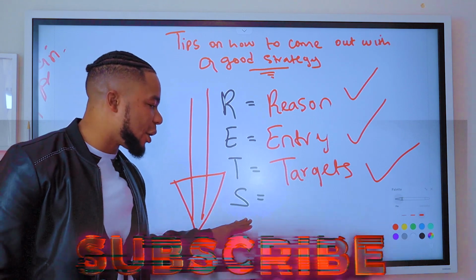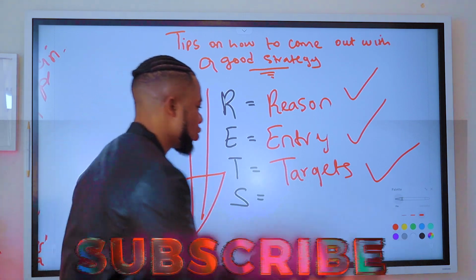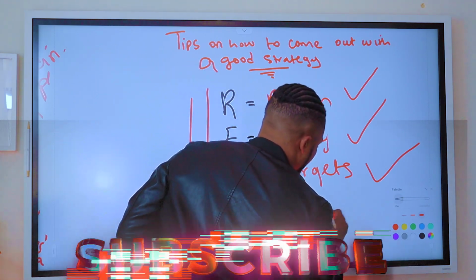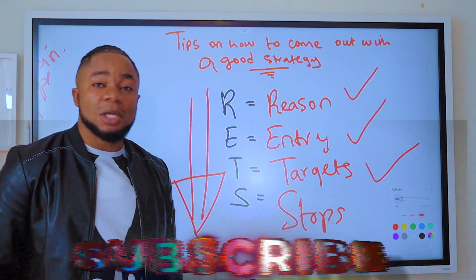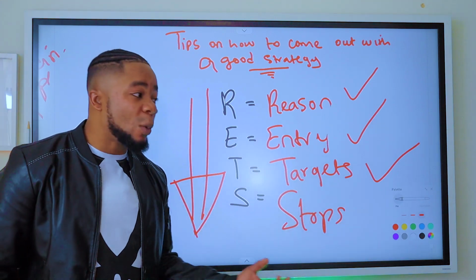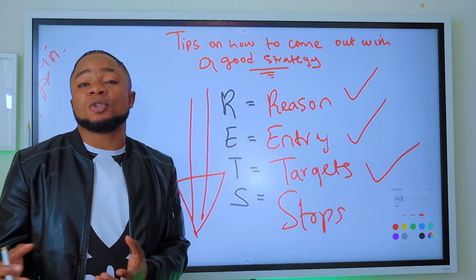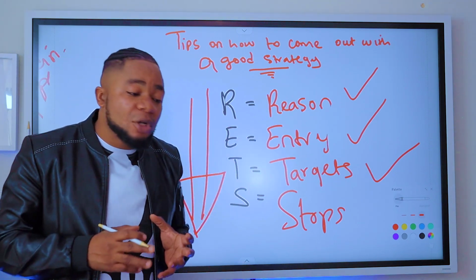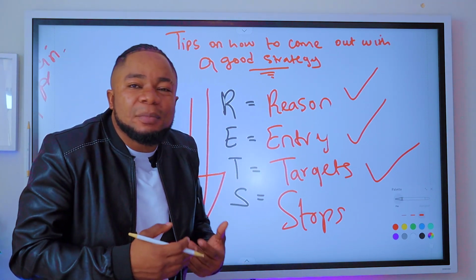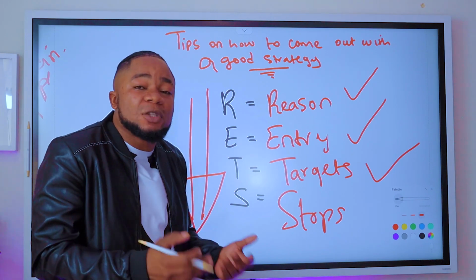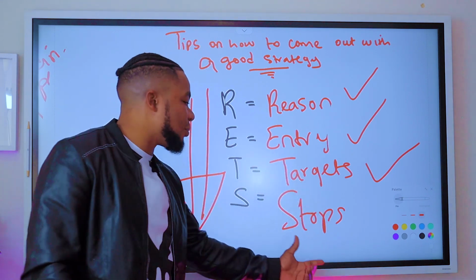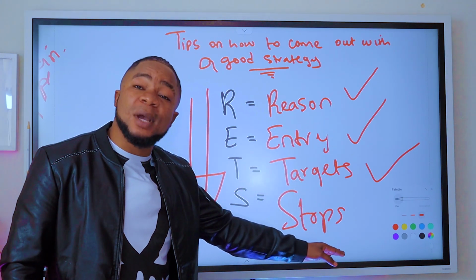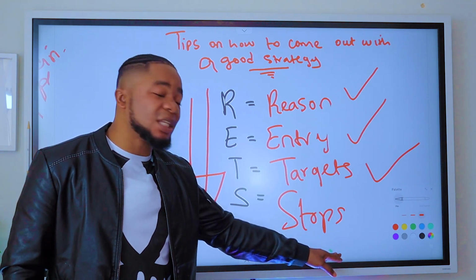And the next point, or S, stands for your stops. So where will you place your stops? How much will you be able to risk, so that if the trade doesn't go your way, you won't kill yourself? How much can you comfortably lose, or how much can you comfortably risk? That now comes under stops. That will enable you to know where to place your stop loss, where to place your take profit, and all of that.